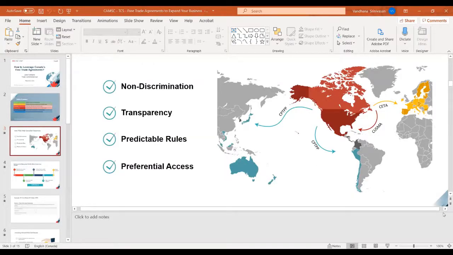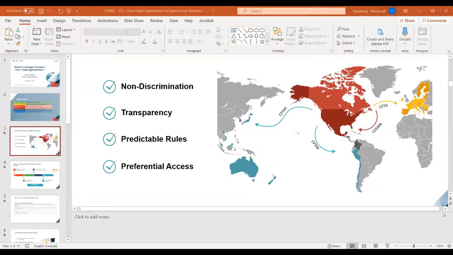When we look at the free trade agreements, we can summarize into four key points that show on the slides here. So the first one is non-discrimination. That means when we trade with the countries that Canada has a free trade agreement with, the country will treat Canada as their local.